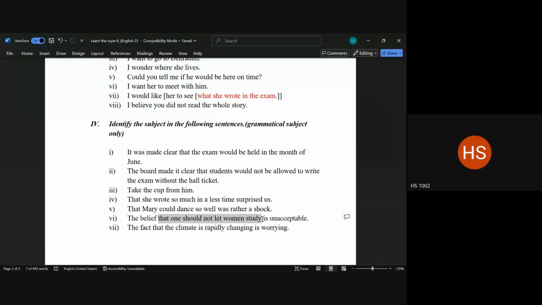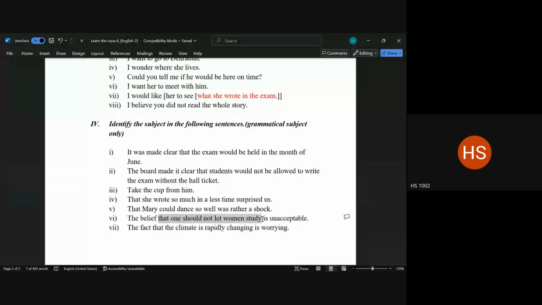Okay, now the last one here. The fact that the climate is rapidly changing is worrying. The fact. The same thing, right? Very similar to sentence number 6, where that the climate is rapidly changing is co-indexed with the noun, the fact, right?